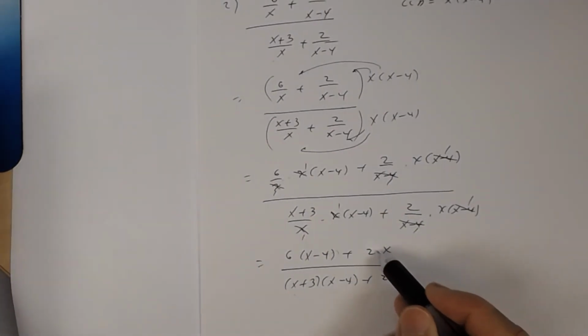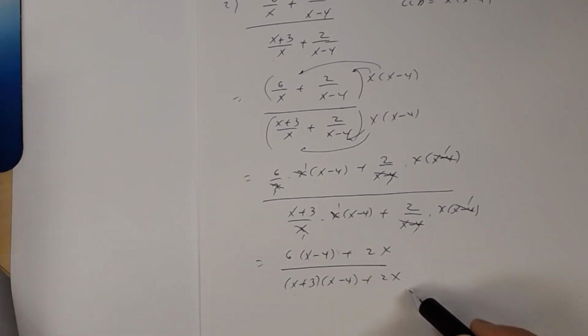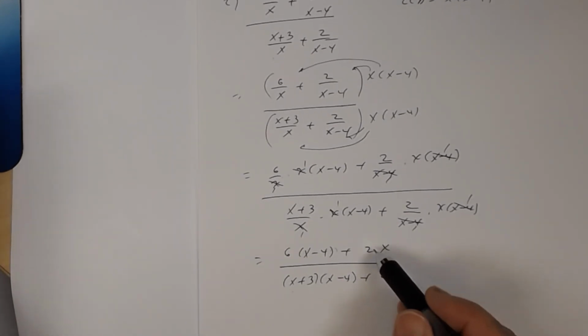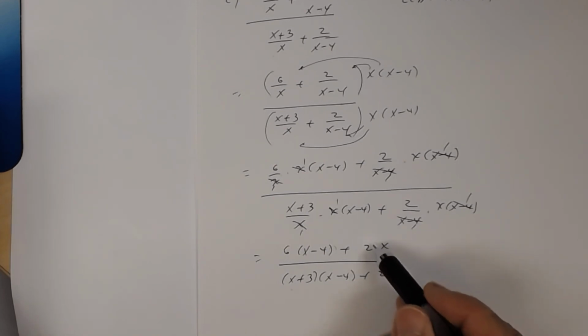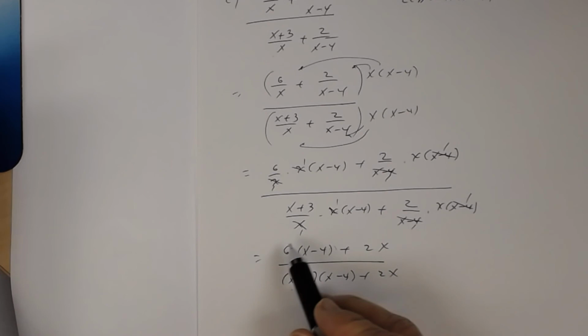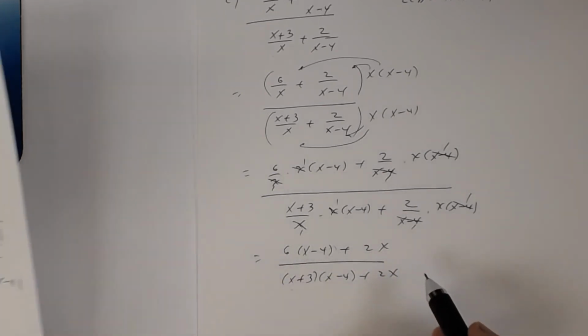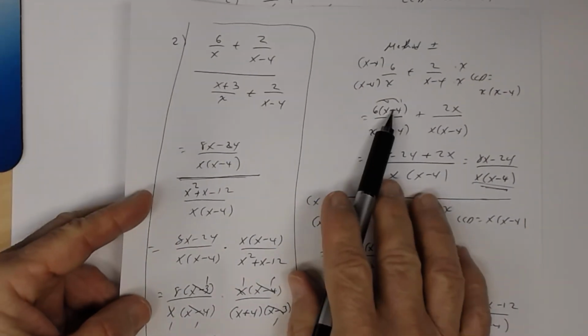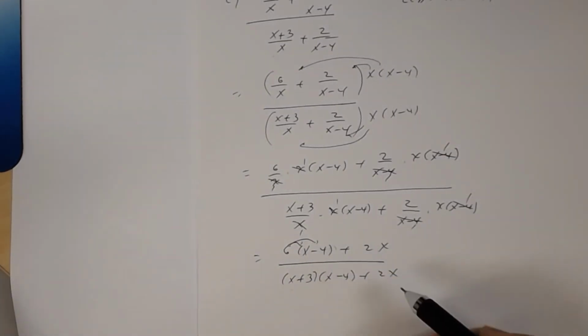Now be careful. Some students will cross out these two x's thinking that you can. You cannot. So don't cross these out because those are not factors. See, that's a plus sign right here. So you can only reduce factors. 2x is not a factor. 2x is a term of the numerator. Now remember what we did here? We distributed, and that's how we got this right here. So the next step is to distribute.